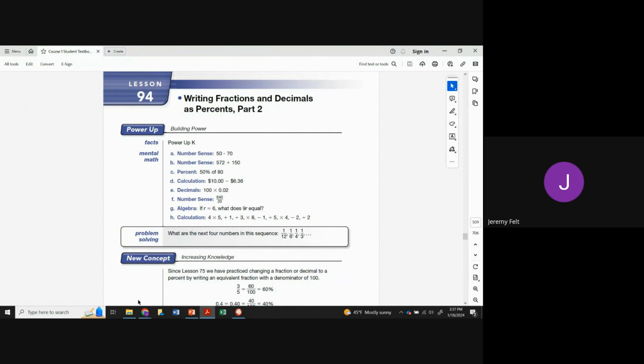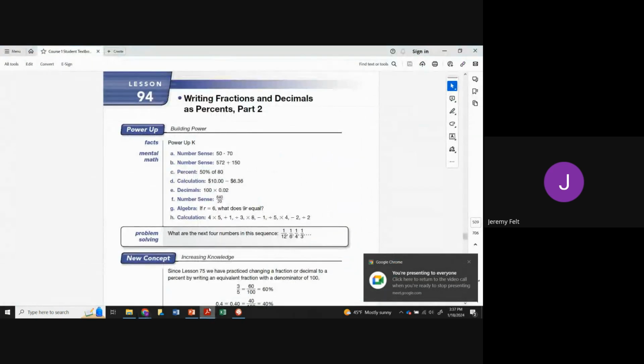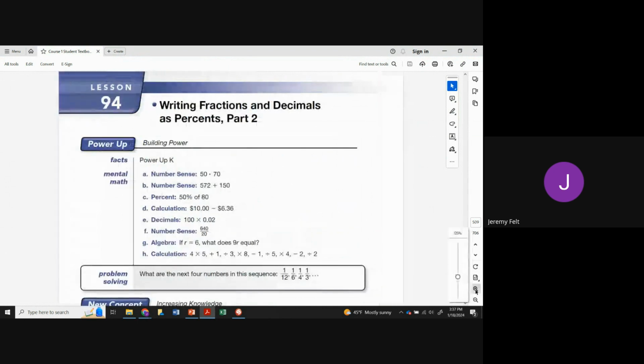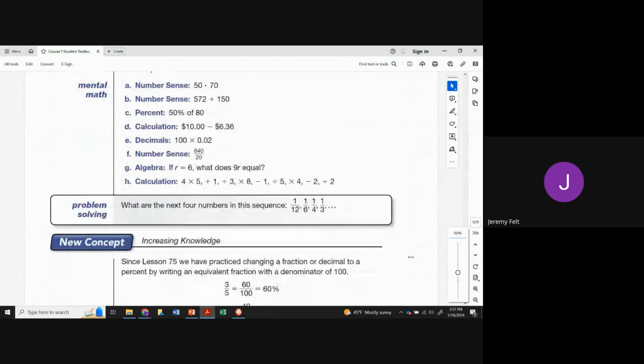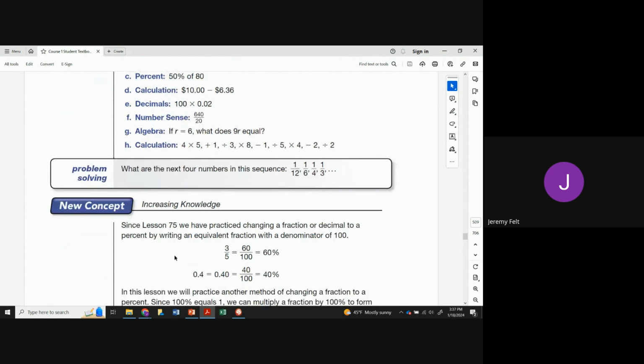We are writing fractions and decimals as percents, part 2. This is something we've been doing really all year, even on some of our tests, where we're given a decimal and have to find the percent and fraction, or vice versa. So we've been doing a lot of it, nothing brand new.